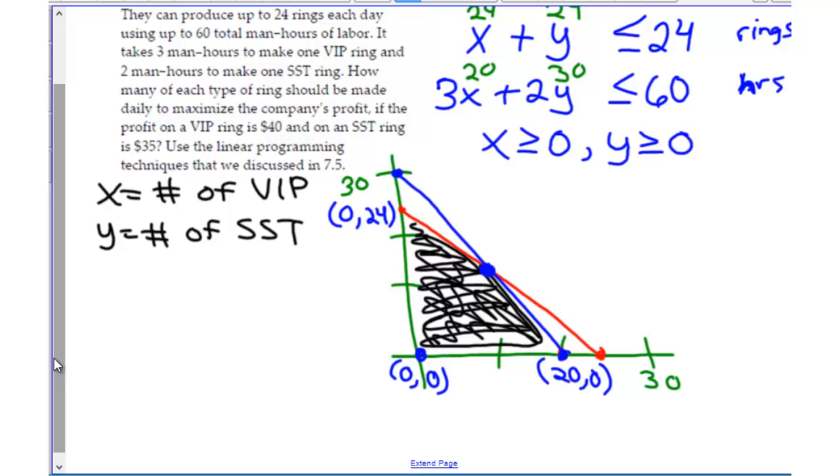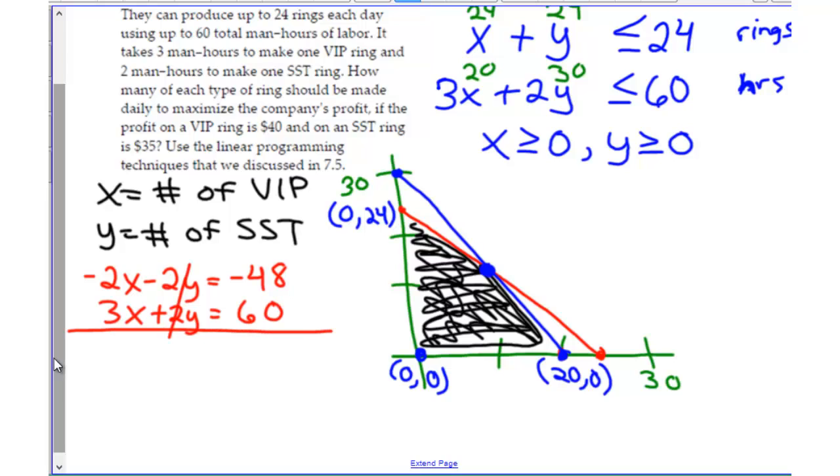So I'm going to eliminate my y. So I'm going to multiply the first equation by -2. That tells me x is 12, and if I plug that into the first equation, that means that y also has to be 12. So, to find the maximum, I plug in these points around the region I shaded, and whichever one gives me the biggest number, that is our maximum.